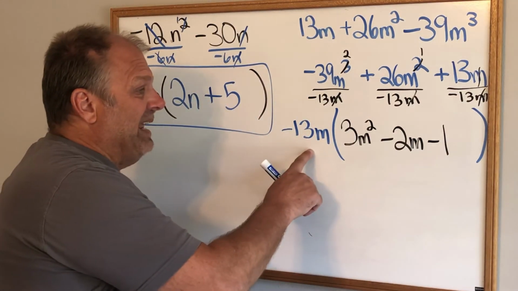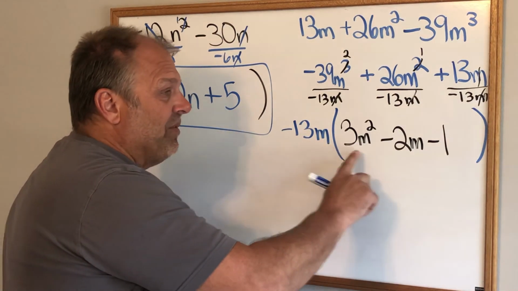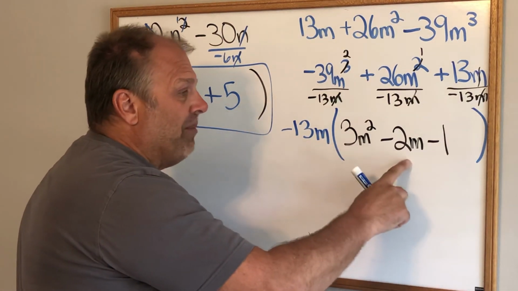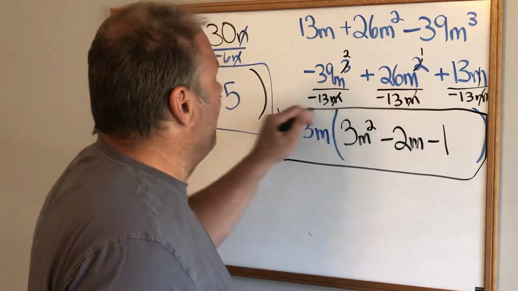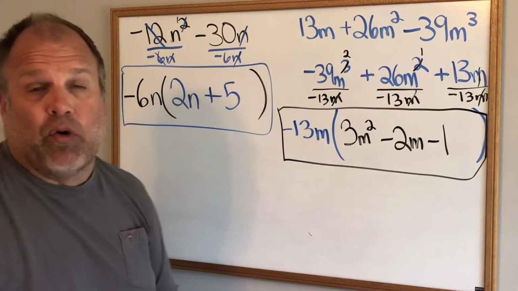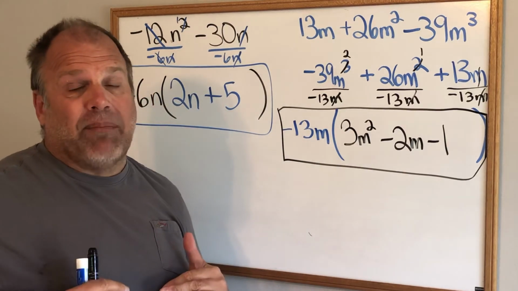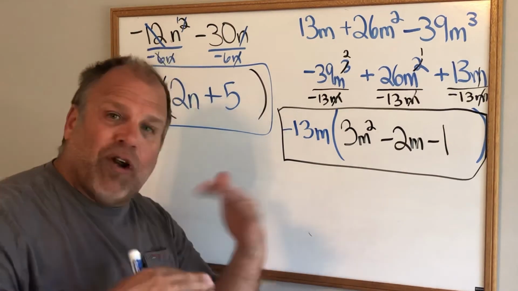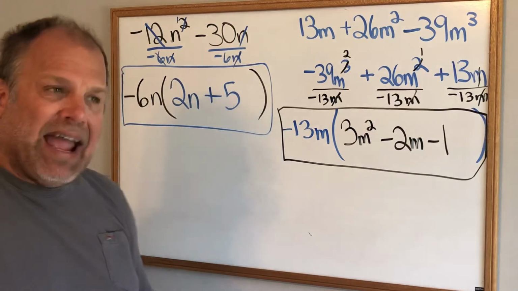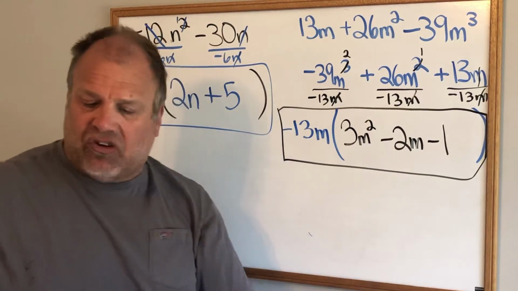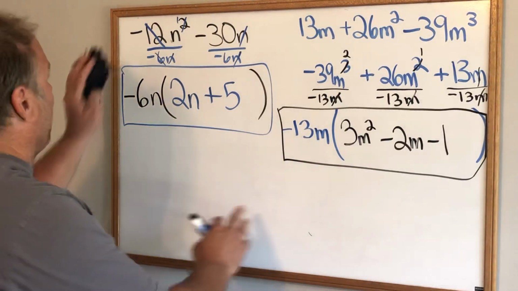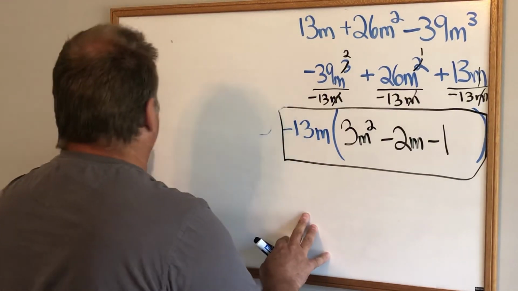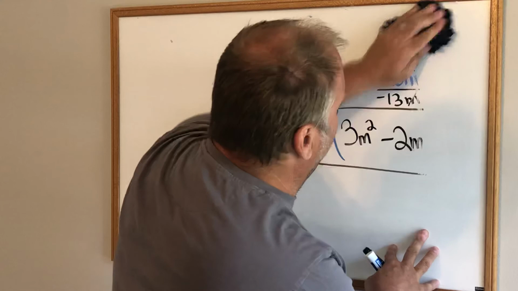So negative 13m times this trinomial, 3m squared minus 2m minus 1, is in fact how you do GCF factoring. Now, this should not be new for you. You had factoring back in Algebra 1. So we're just refreshing your brains because factoring in Algebra 2 is such a huge thing. Okay? All right, there's the first 2 problems. Let me erase, and we'll put 2 more up here.